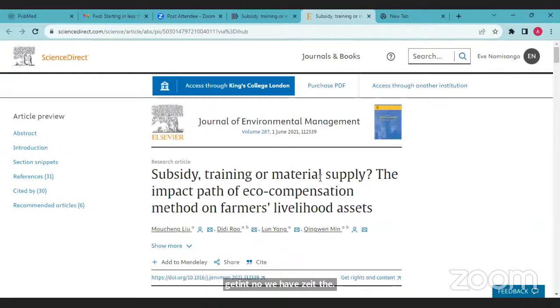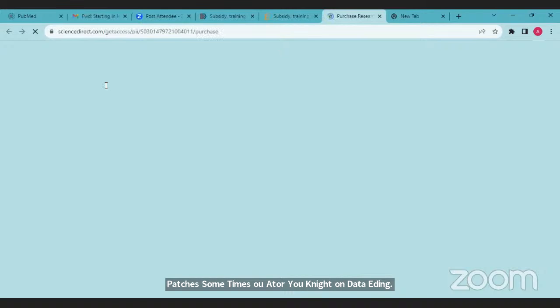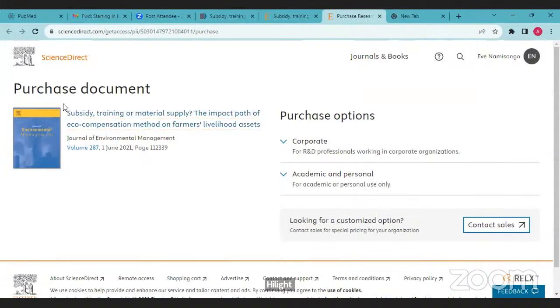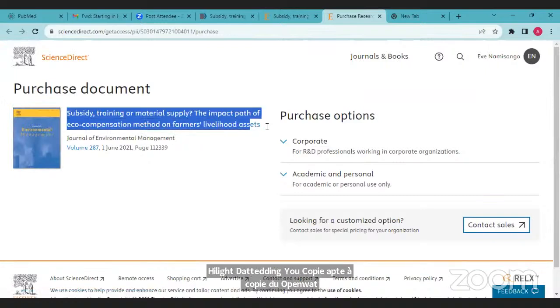So I was saying that mine is just on that. When you click and they're saying maybe you need to purchase, sometimes we were told you can just highlight that heading and copy. After copying, you open what we call Sci-Hub. You paste the heading on the Sci-Hub. Sci-Hub will be able to give you that article for free.